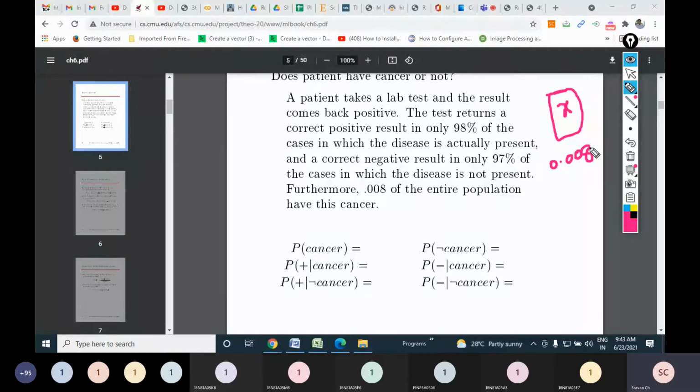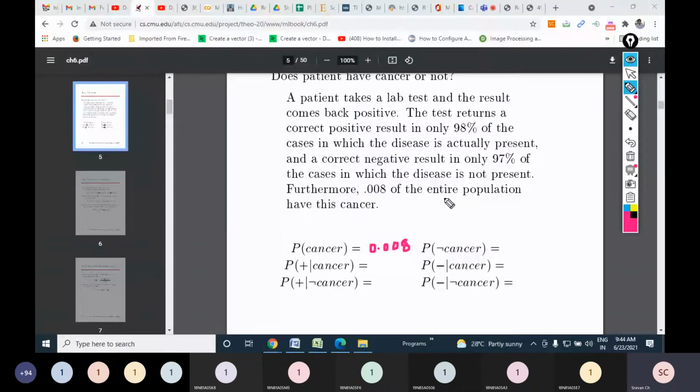It is given. So now see here, friends, P of cancer. What is the overall percentage in the entire population? How much percentage of the people have got cancer? That is already given in the question, 0.008. So the probability of having cancer is 0.008. These are the values I am trying to fill. Please try to observe carefully. How did I get 0.008? It is given in the question.